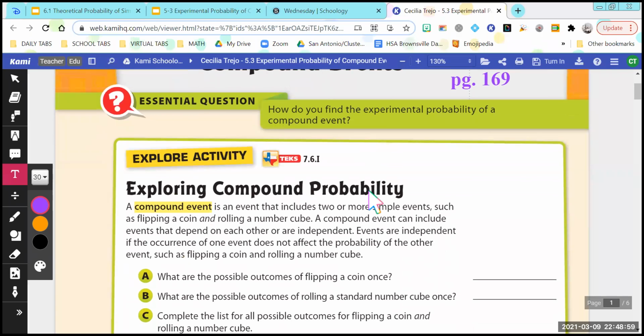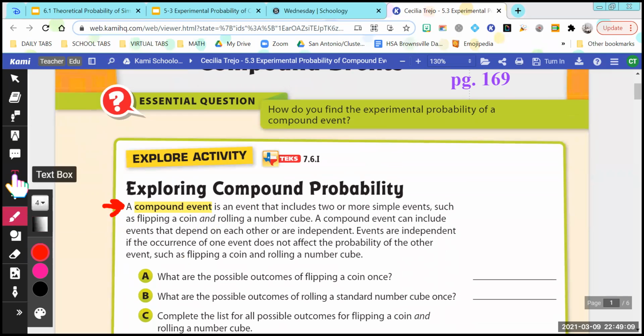All right, so let's break down what you're probably wondering: what's a compound event? A compound event is an event, and this is where I'm reading right here, that includes two or more simple events, such as flipping a coin and rolling a number cube. So it's doing two simple events at the same time together.